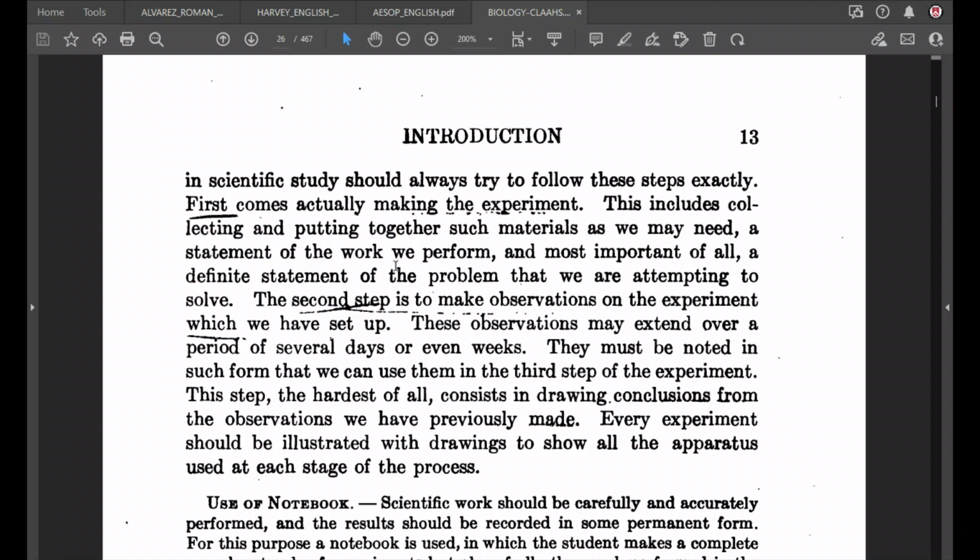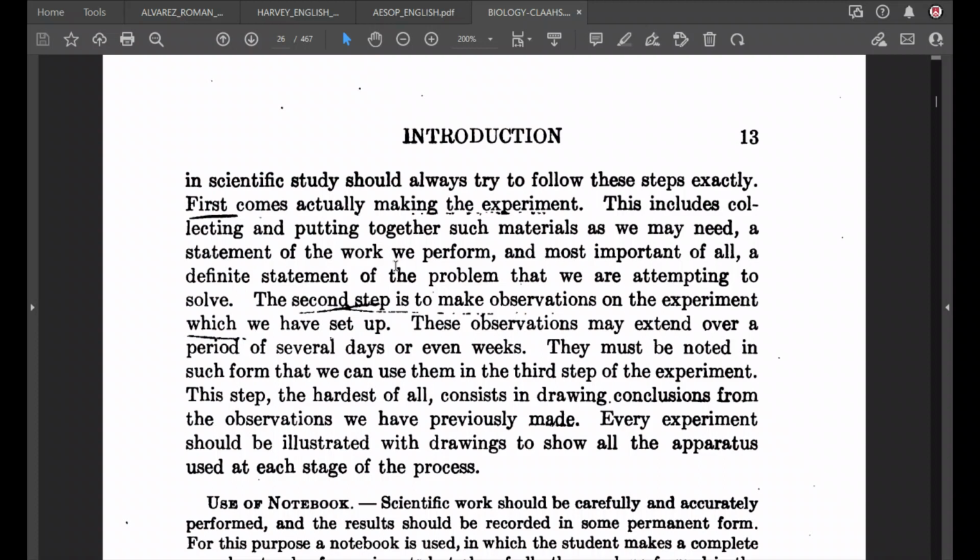What's the first step of the experiment? The first step is actually making the experiment. That is, designing the experiment, thinking of the experiment that you'd like to conduct, and preparing everything that's necessary for the experiment. The textbook says this includes collecting and putting together such materials as we may need, a statement of the work we perform, and most important of all, a definite statement of the problem that we're attempting to solve.